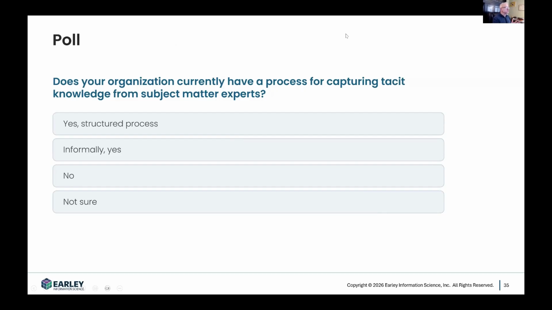Let's have another poll here. So does your organization have a process for capturing knowledge and expertise? Informally, no.